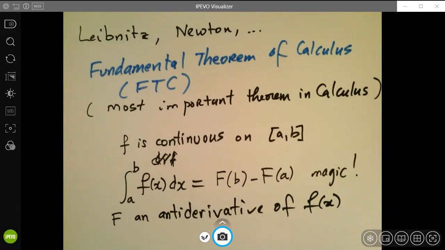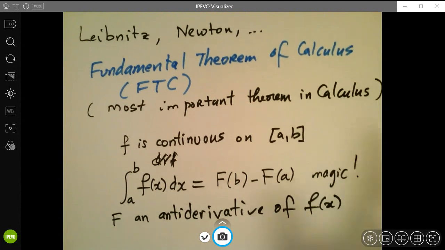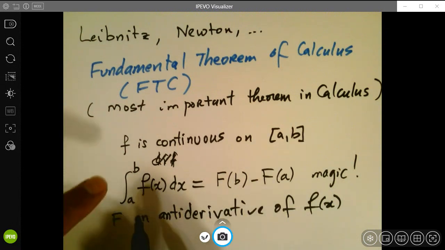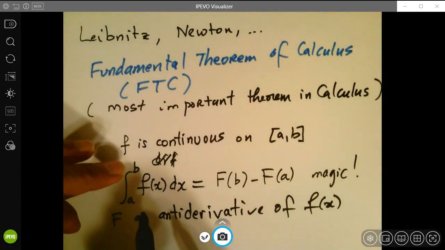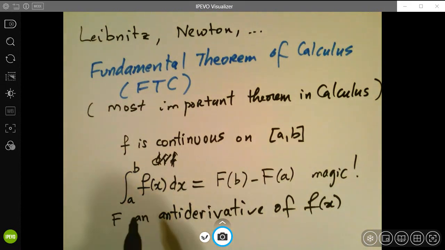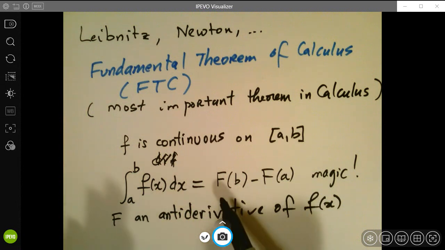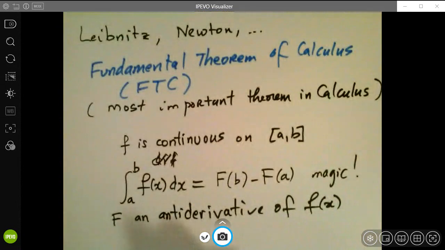Let me give you an example of this one. Let's say this is cosine x, F will be sine x. So let's say I'm integrating cosine from 0 to pi over 2. Then I will get sine of pi over 2 minus sine of 0. It will be just 1. But if you try to do it with Riemann sums, good luck. It is very hard.